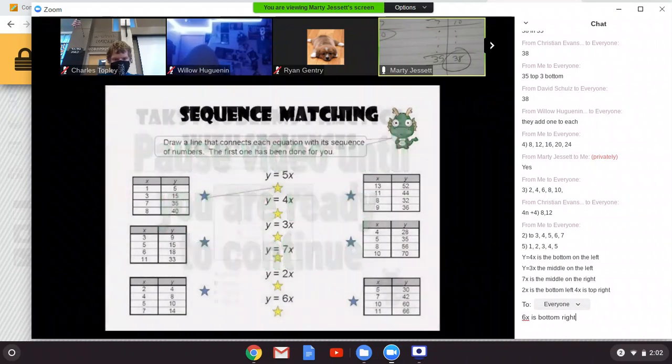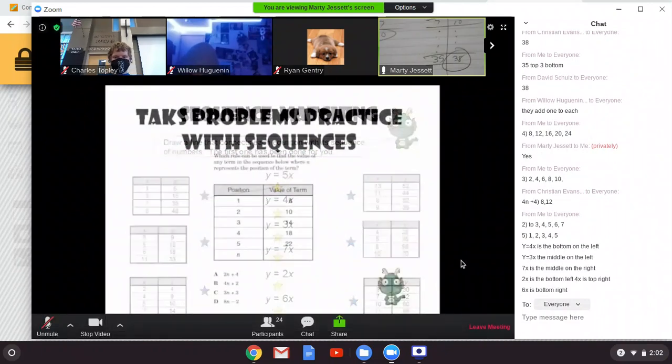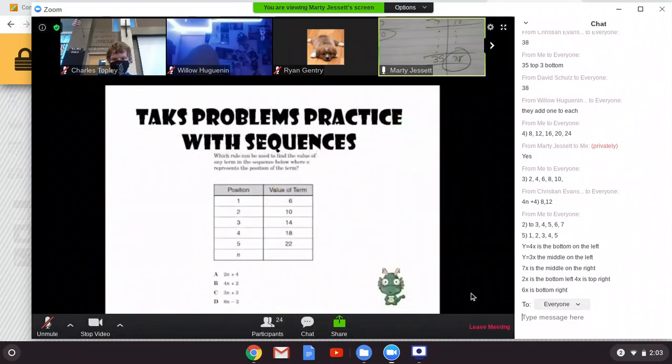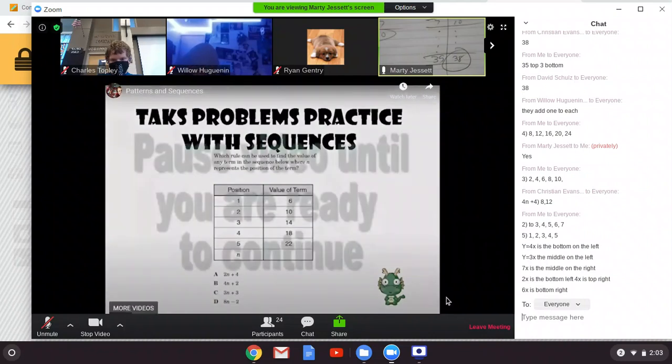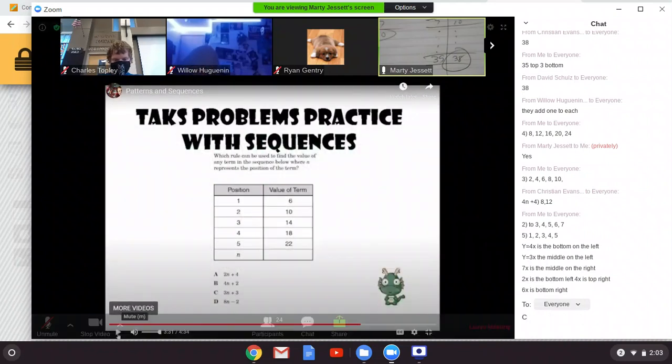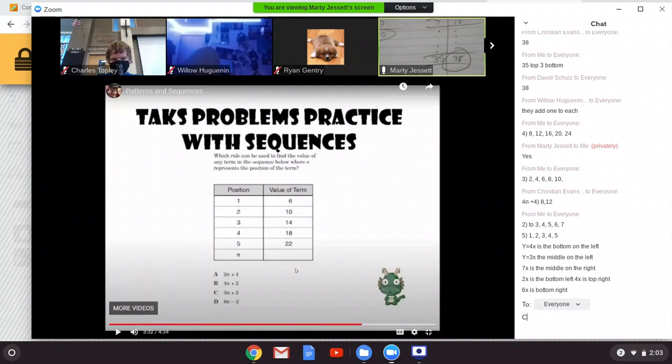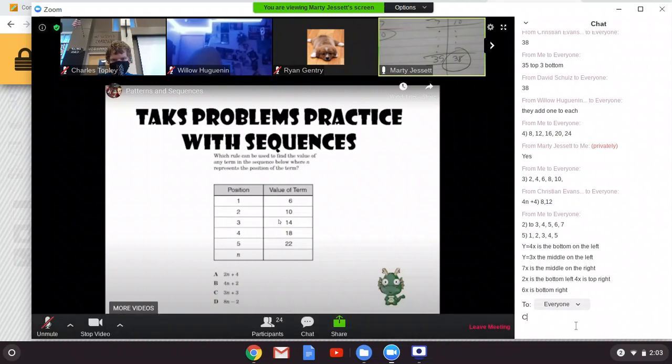Now let's look at some test problems that have sequences. Which rule can be used to find the value of any term in the sequence below, where n represents the position of the term? Okay, so which one of these 4 algebraic expressions gives you this entire table?